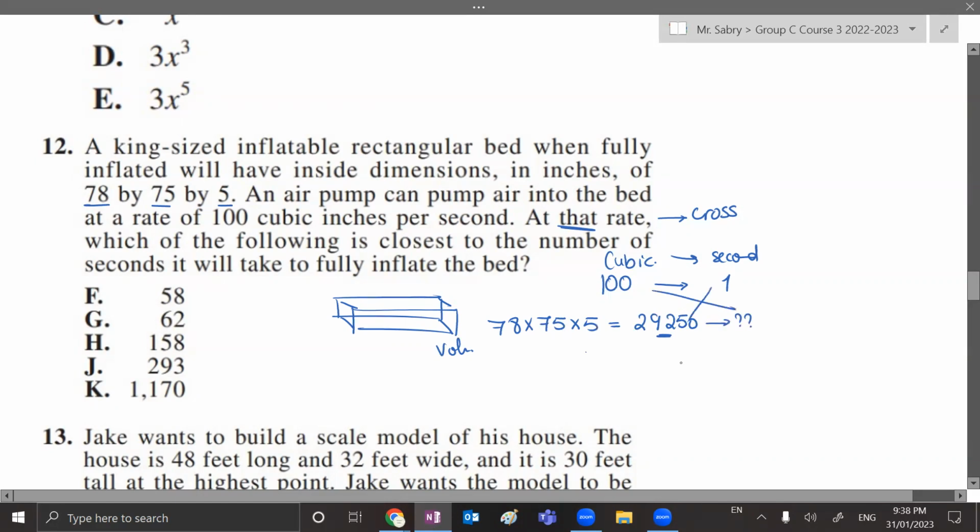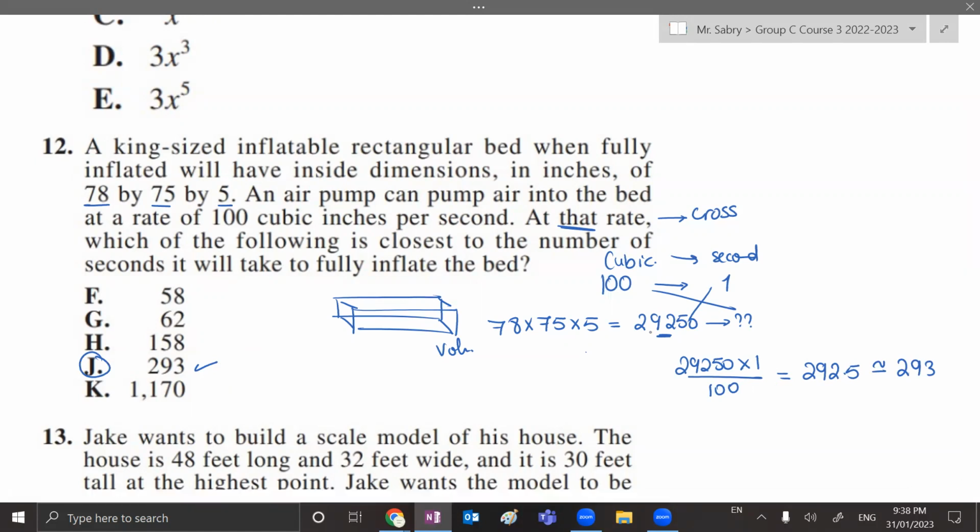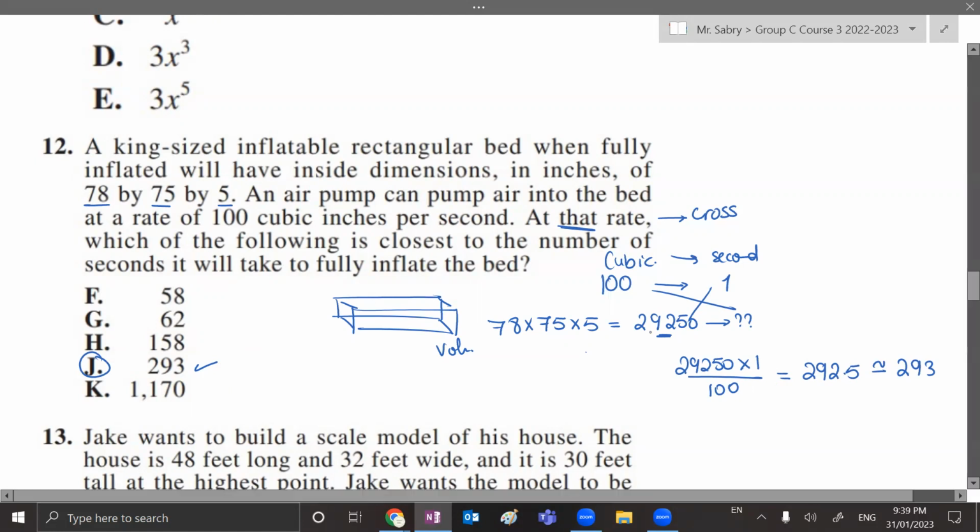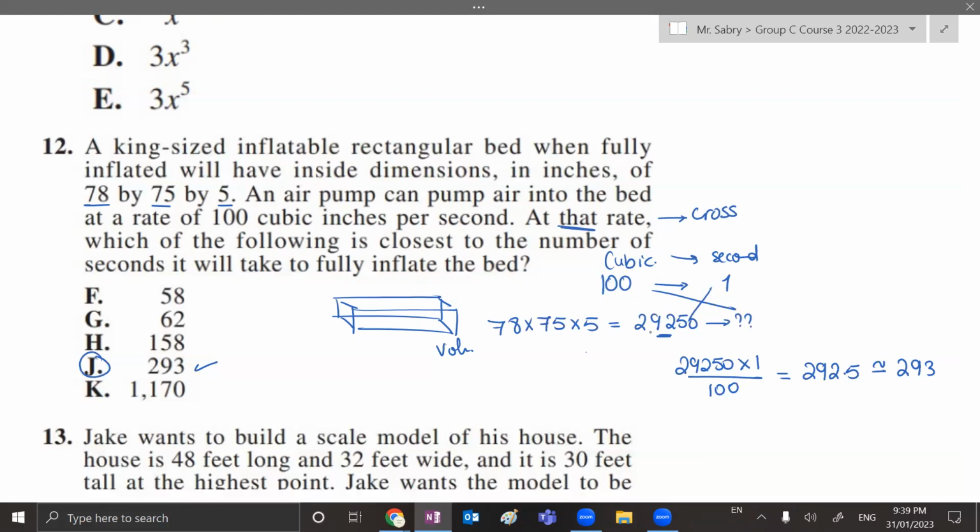So we'll cross multiply here. We'll do 29250 times 1 and then divided by 100. And that should be 292.5, which when approximated would become 293, which is J. So again, mainly what we did is we got the volume of the inflatable bed, and then using this volume and the rate that we were given, we put the cubic inches under cubic inches to get the seconds that it will take for that air pump to fill the inflatable air bed. Does that kind of make sense?